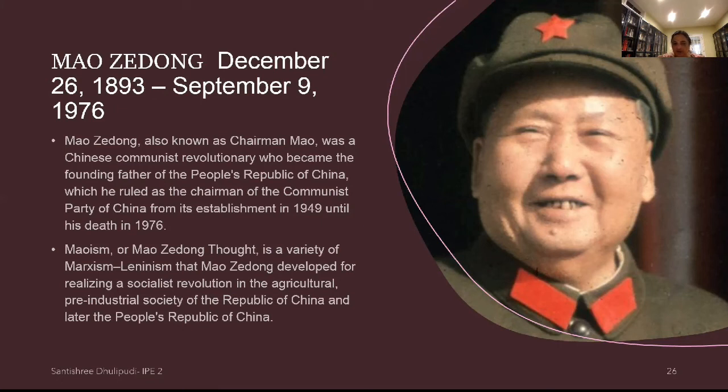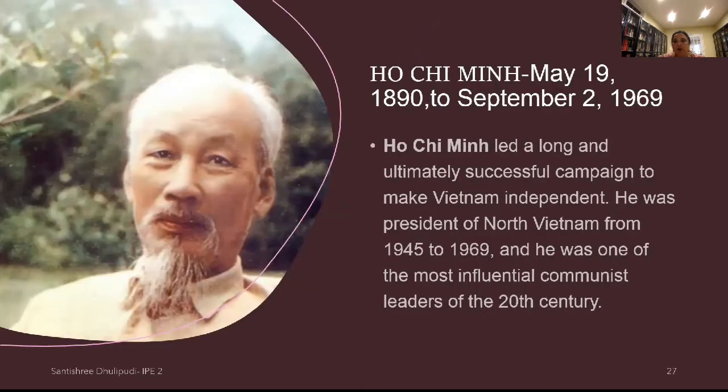Maoism or Mao Zedong thought is a variety of Marxism-Leninism that Mao Zedong developed for realizing a socialist revolution in the agricultural pre-industrial society of the Republic of China and later the People's Republic of China.